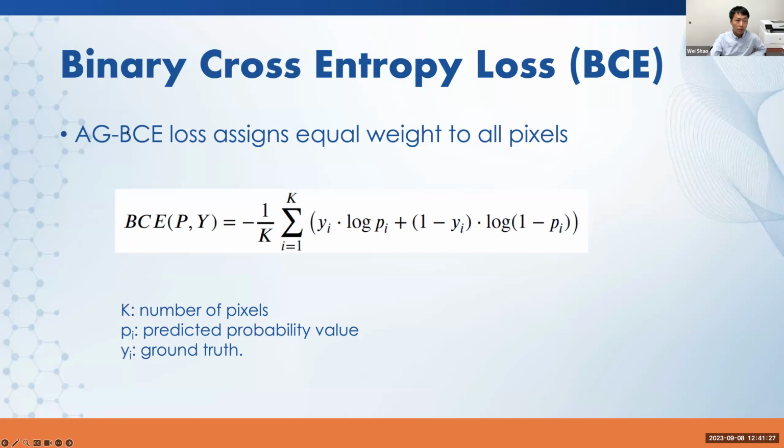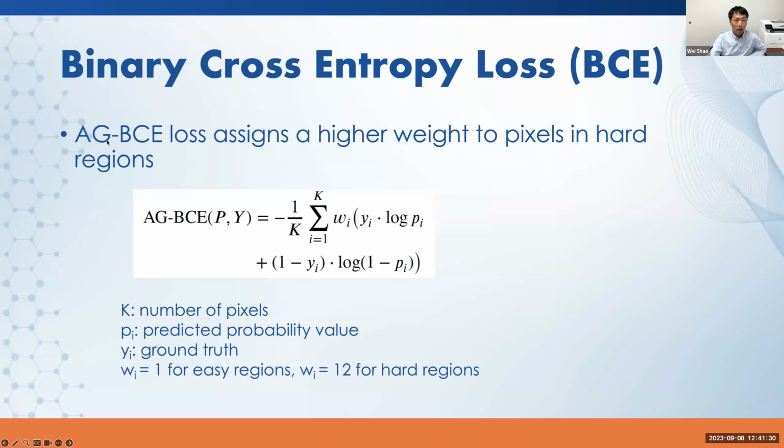Oh, here's a typo. This is the BCE loss. But for our annotation-guided cross-entropy loss, sorry, I have a typo here, we assign a different weight to different pixels. If a pixel is in the easy region, we assign a low weight, say 1. But if the pixel is in the hard-to-segment region, we assign a much higher weight to the prediction error, forcing the model to focus on improving predictions in those hard-to-segment regions.